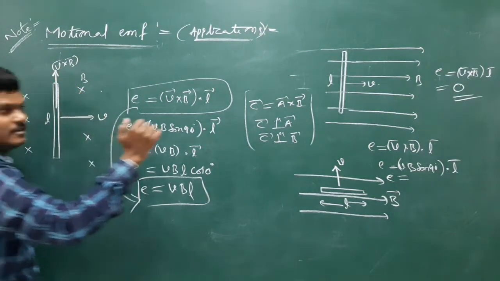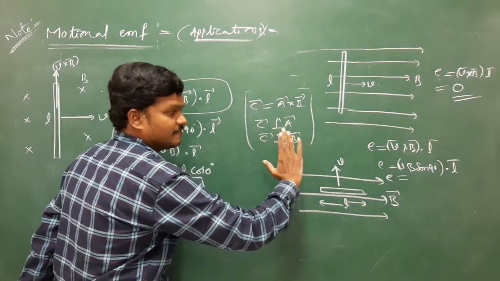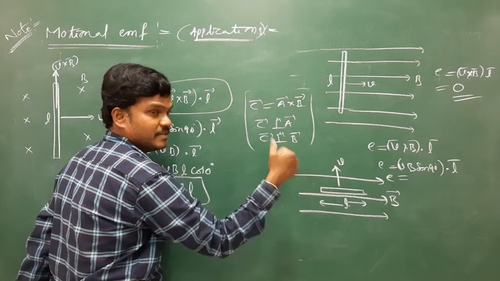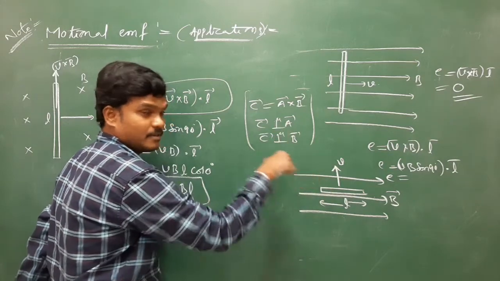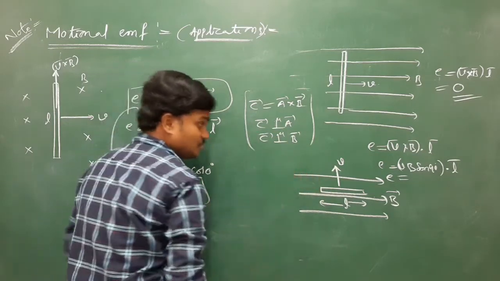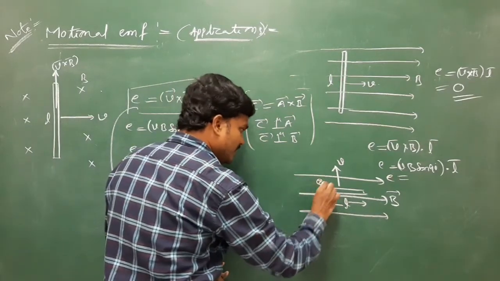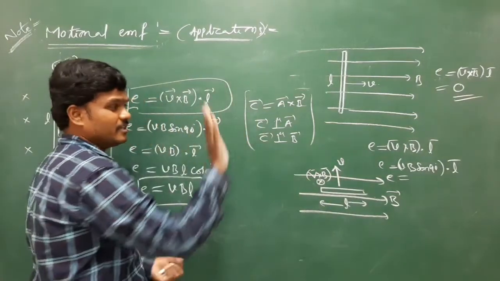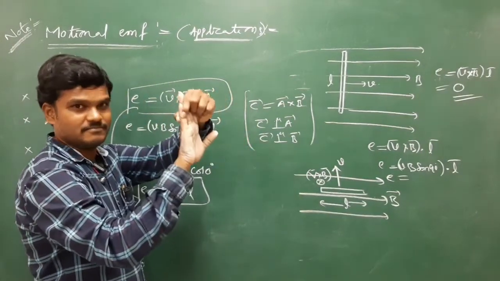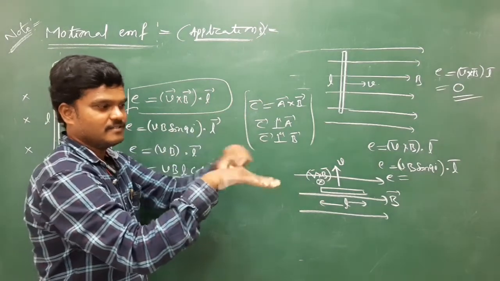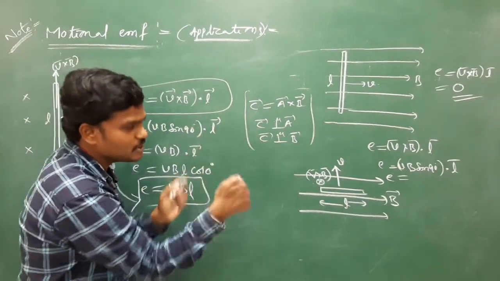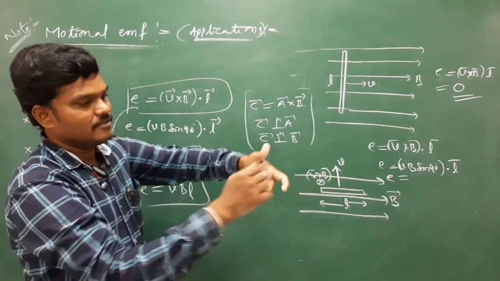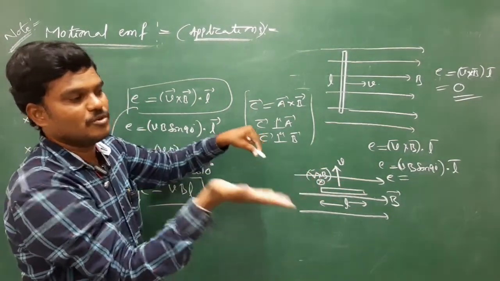V cross B. Now V upward, field is on the right side. Thumb is into the board, inward. So V cross B is into the board. Observe carefully. Using the cross product rule, V, B, thumb is inside. V cross B is into the board, L is parallel. So V cross B is into the board, L is this side.